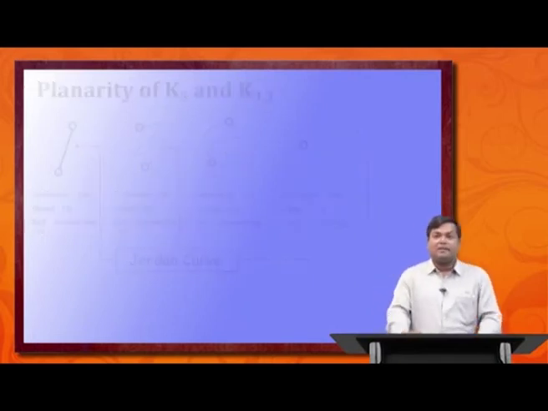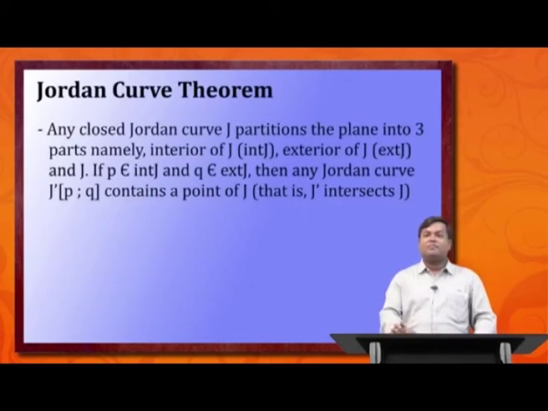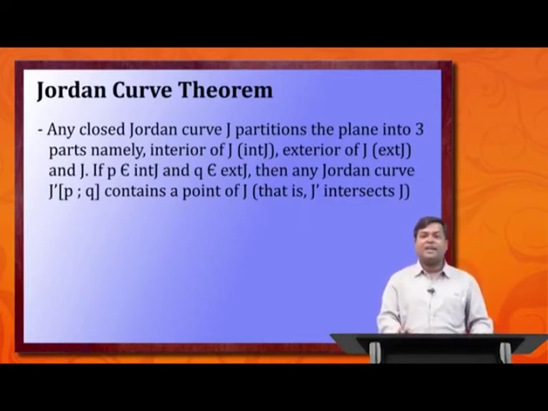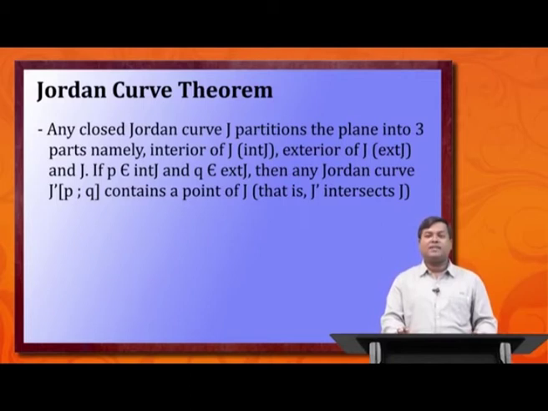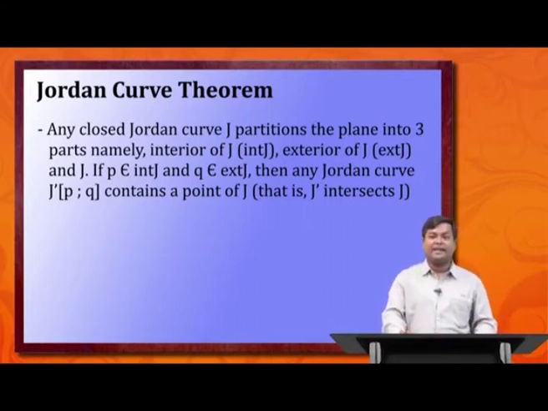Now, let's start the Jordan curve theorem. Any closed Jordan curve J partitions the entire plane into 3 parts, namely the interior of J, the exterior of J, and the third one is J itself. If P is a point in the interior of J and Q is a point in the exterior of J, then any Jordan curve J dash from P to Q contains a point of J, that is, J dash intersect J is nonempty.